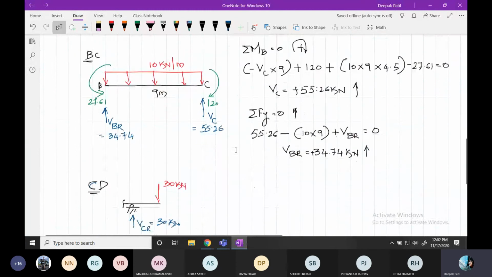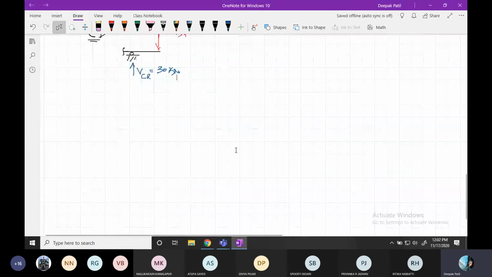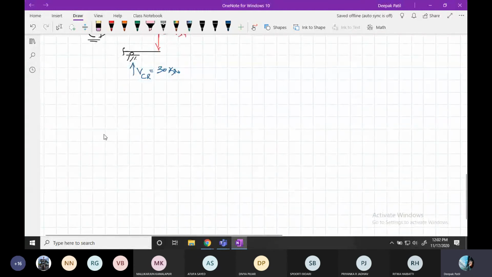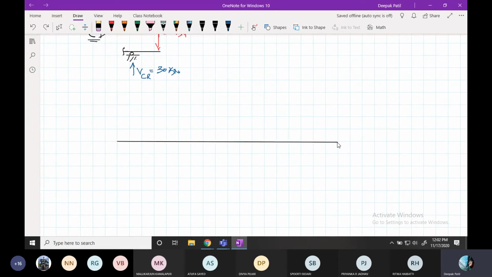Then you have to see each span one by one and draw the shear force diagram. Let me draw that. I will draw all the spans together, combined. So this is your point A, and say this is B, say this is C, and say this is D.